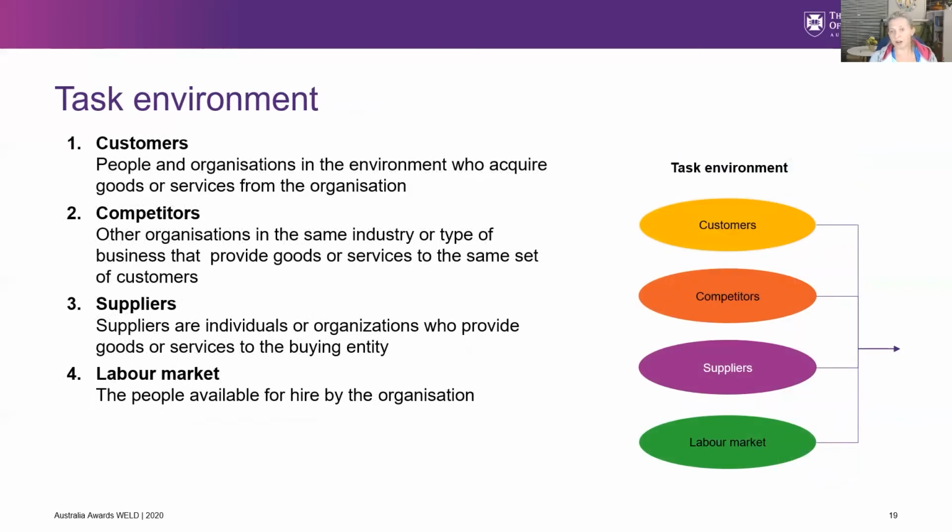The task environment are the sectors that have a direct working relationship with an organisation. Customers are the people and organisations in the environment who acquire goods or services from the organisation. Competitors are other organisations with the same goods or services on offer. Suppliers provide materials that an organisation uses to create its output, and labour are the people who work for the organisation.